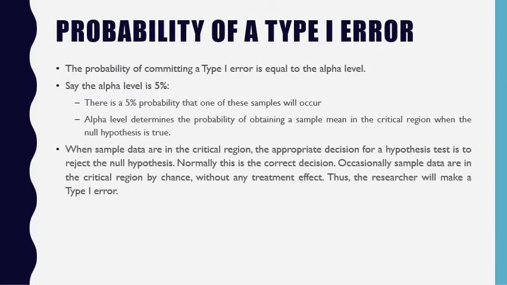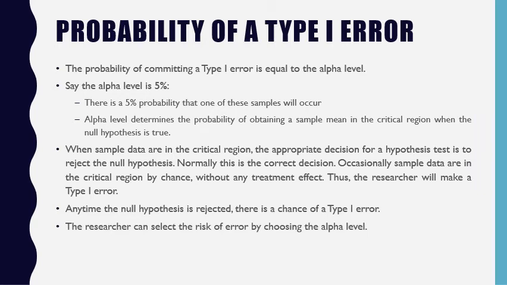true. So when sample data are in the critical region, the appropriate decision for a hypothesis test is always to reject the null. And normally this is the correct decision. Occasionally, sample data are in the critical region by chance without any treatment effect. And if that happens, then the researcher would make a type 1 error. So anytime the null hypothesis is rejected, there's a chance of type 1 error. The researcher can select the risk of error they are comfortable with by choosing the appropriate alpha level. Selecting a small alpha level will minimize the probability of type 1 error.